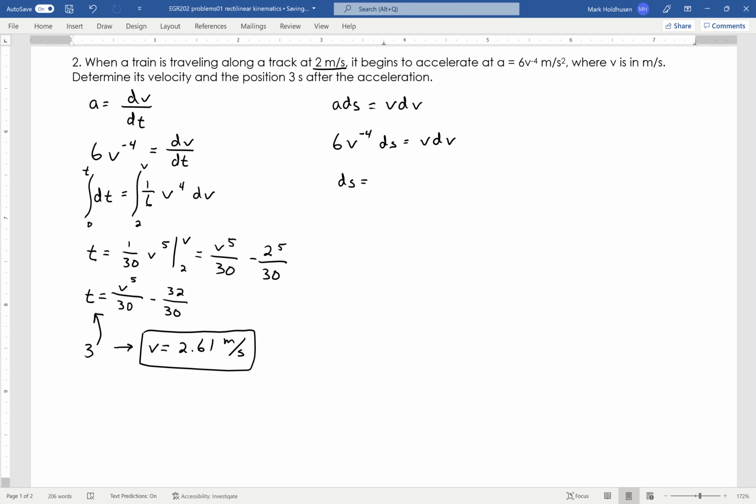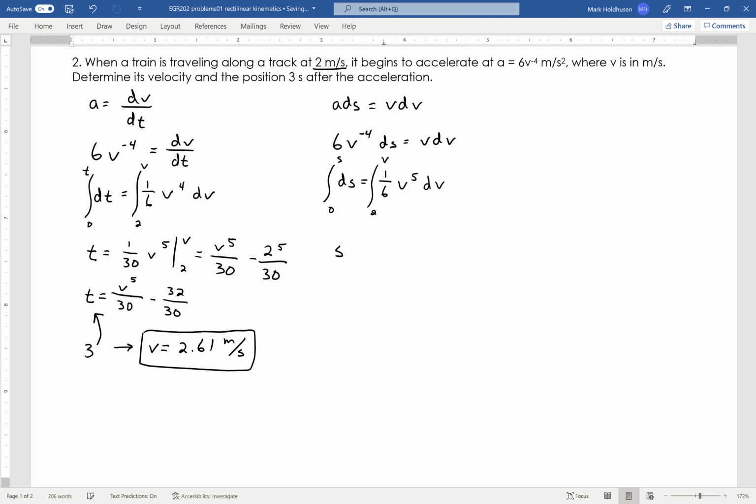Over on the other side, I'm going to have 1/6 v to the fifth, because I bring that v to the fourth over and multiply it by another v that I have over there because I have v dv on that side. And I'm going to integrate both of these sides. I'll integrate this side from 0 up to s, from some position up to a new position. And my velocity starts at 2 and goes up to some arbitrary v here.